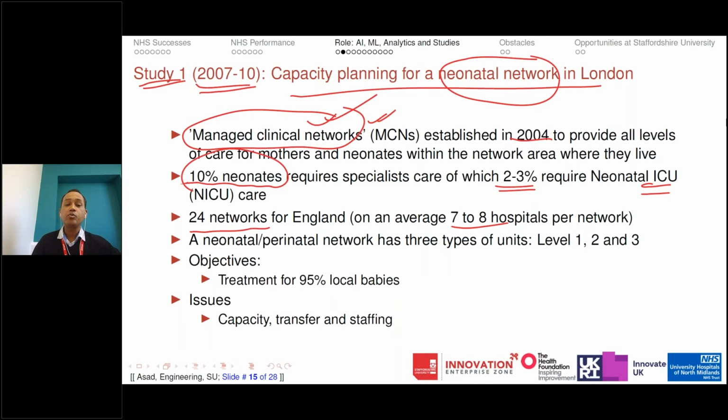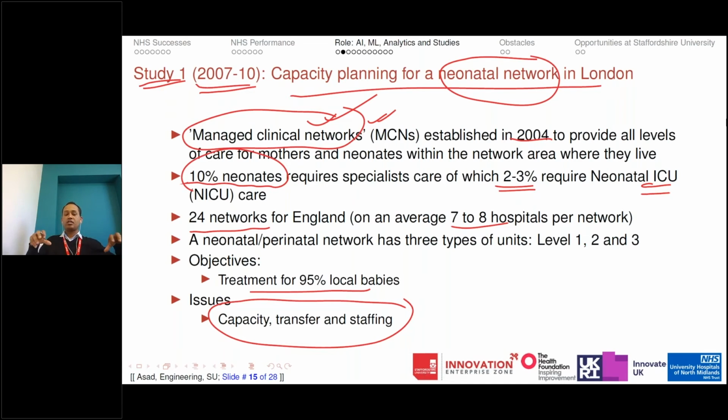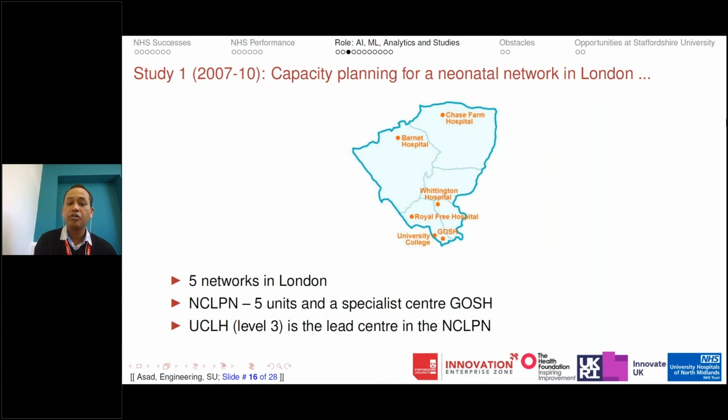The managed clinical network was established to provide care for 95% of local babies within where they live. However, there were so many issues, and these issues are still going on. Capacity was one of them, due to the structure of level 1, level 2 and level 3 care. There have been some transfers, which you cannot avoid; however, with some sort of shared care you can minimize those transfers. Staffing was one of the main issues. Like I said, the North Central Perinatal Network was my case study.